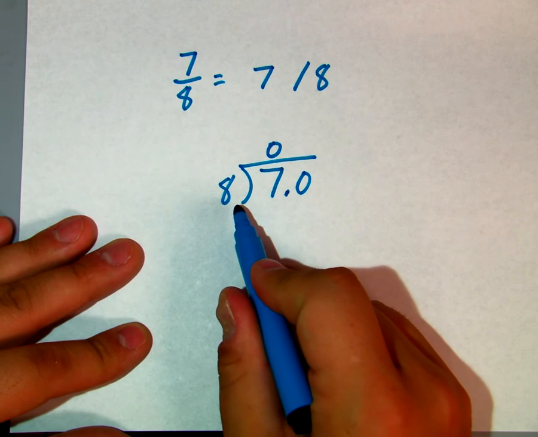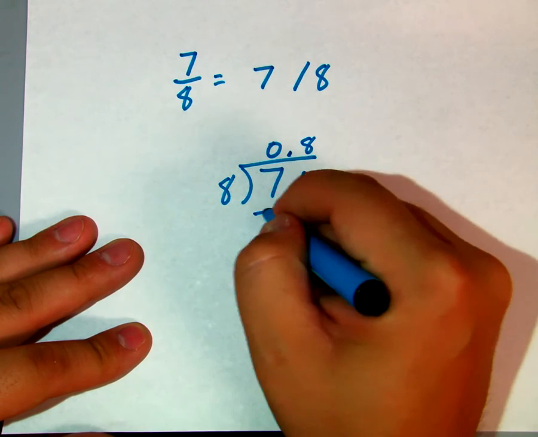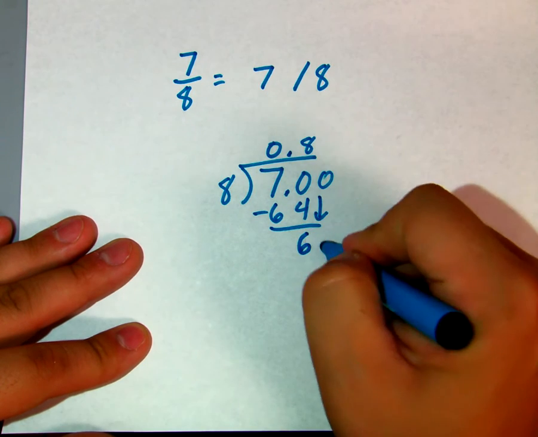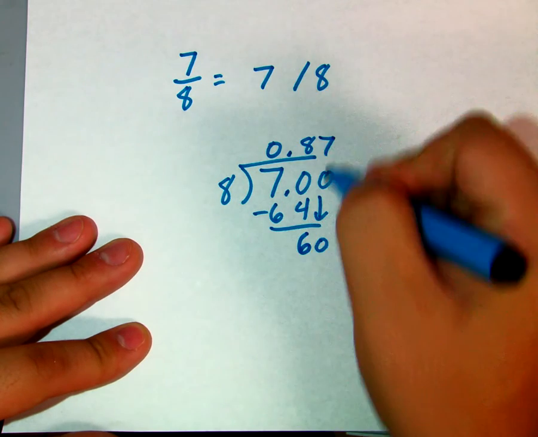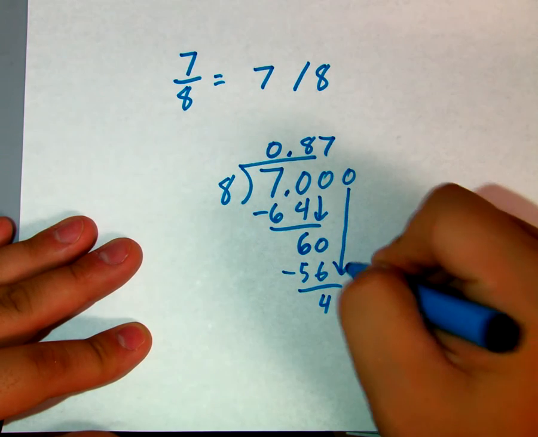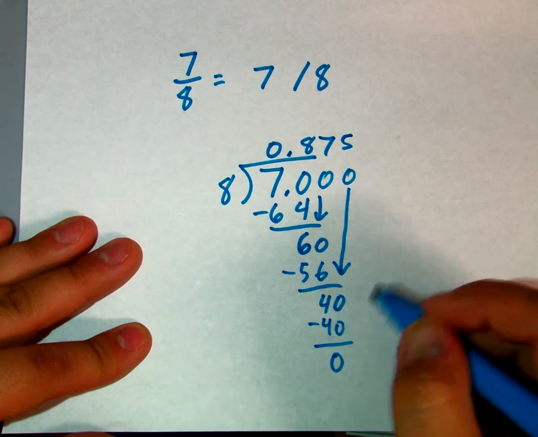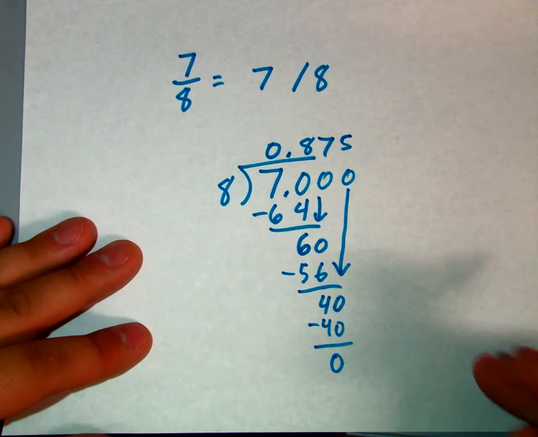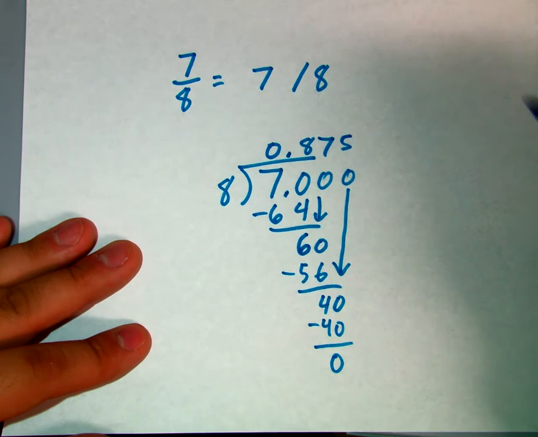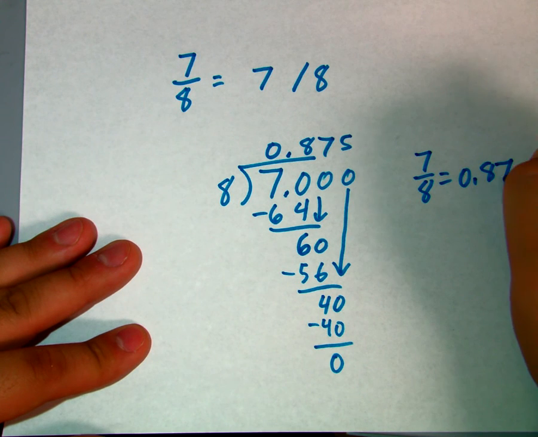Knowing my 8s, 8 times 8 is 64, and 8 times 9 is 72. So it's got to be 8, because 72 would go over. So I put a 6 there. I can pull down a 0. 8 times 7 is 56. Pull down a 4. Now my numbers are still changing, so I'm going to give this one more try. 8 times 5 is 40. So here, I know I did that a little quick, but here if you go step by step, you see that your answer would be 0.875. So 7/8 is equal to 0.875.